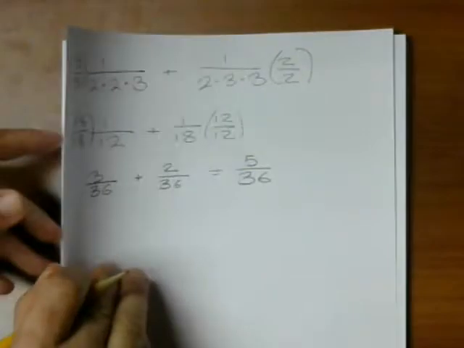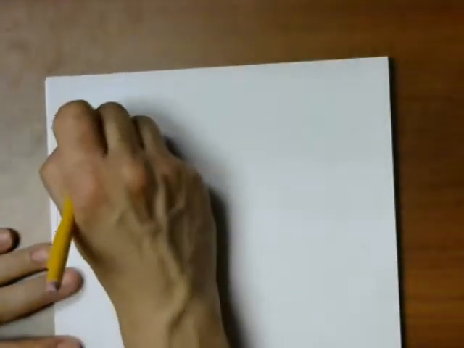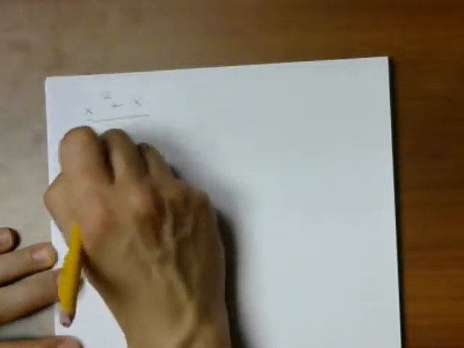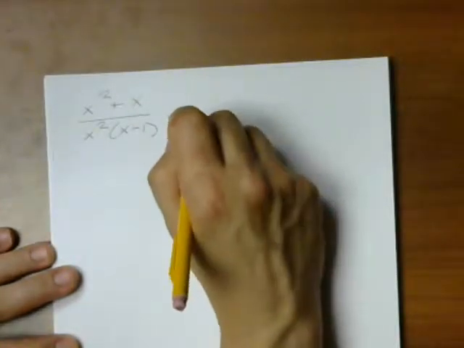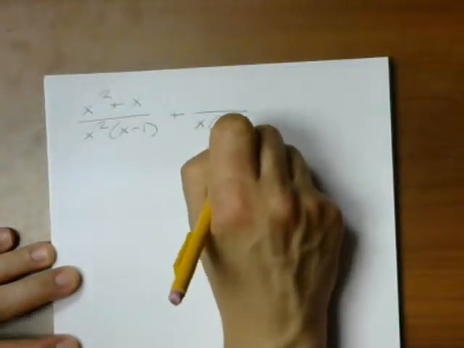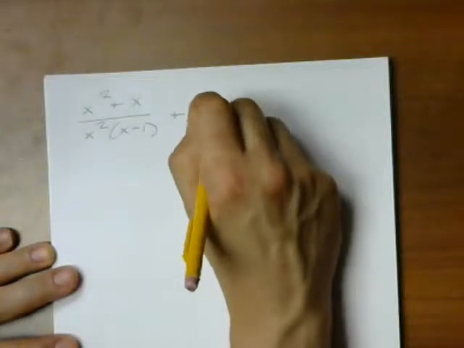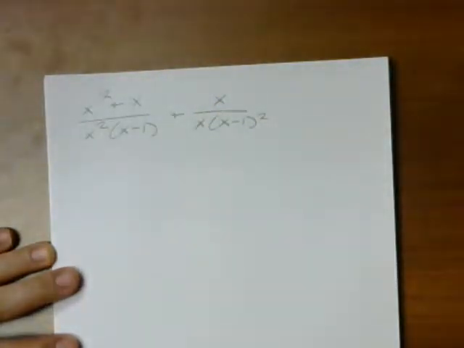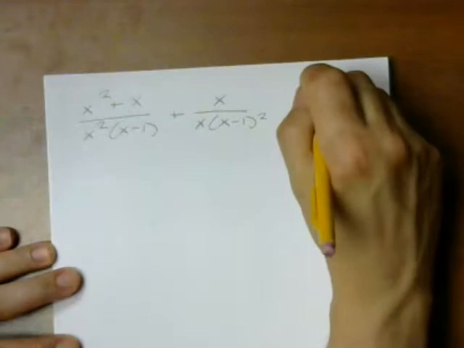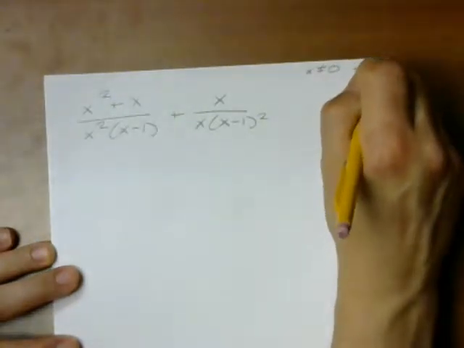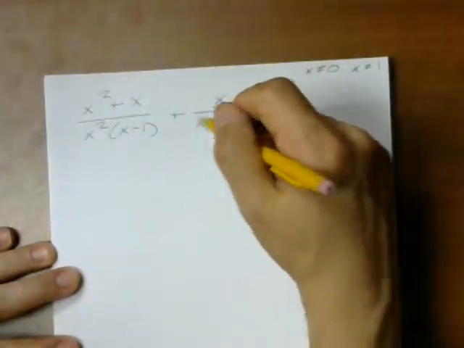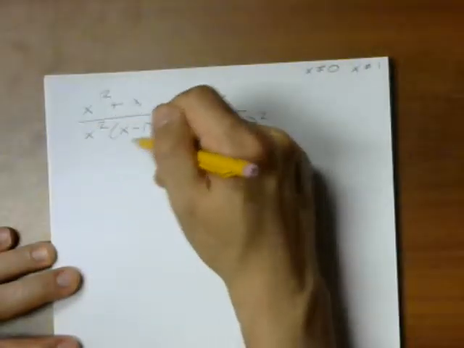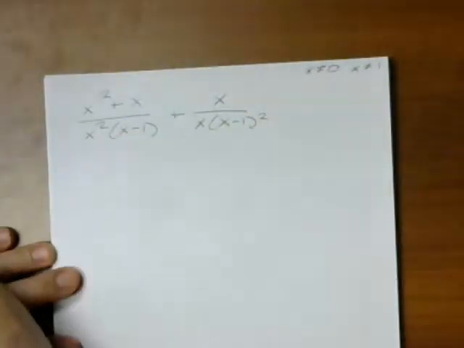Okay. Well, the same is true when we have, say, an expression like this. Let's say I want to add this to this. Let's just make this an x in the top. And we're told that x is not 0 and x is not 1. Well, I could multiply both the top and the bottom by this whole denominator, x squared times x minus 1.